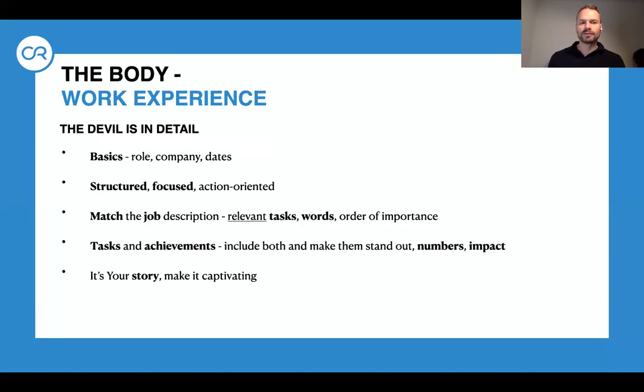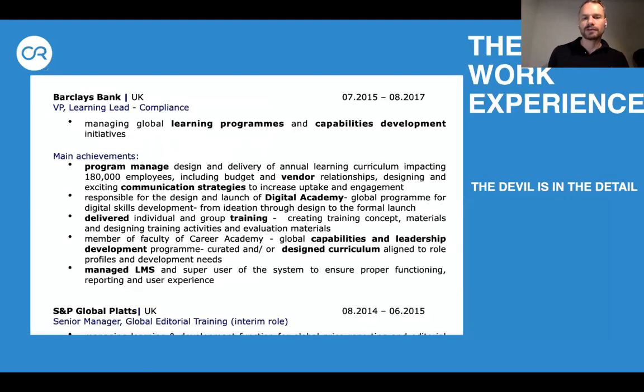The important thing is to match the job description. So we make sure that we only include relevant tasks, relevant words, and even pay attention to the order of importance. So if you look at the job description, for example, task number 1 was providing data, task number 2 was managing stakeholders. In your CV, you order those tasks in the same way. It makes it easier for A, the system to scan it, B, the recruiter to scan it and actually match you immediately. But I want to highlight the word relevant, and I'm just going to go into my example.